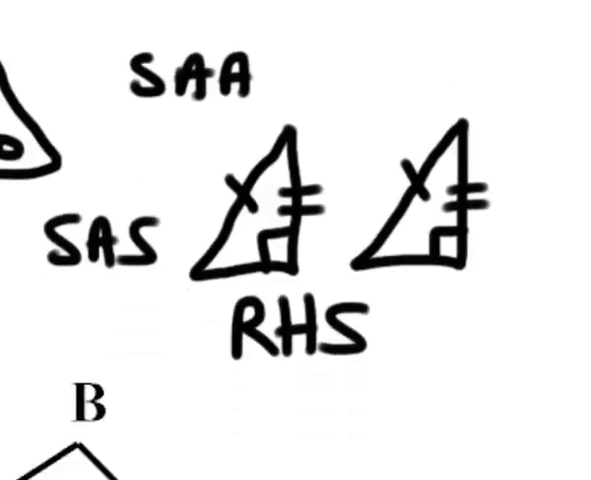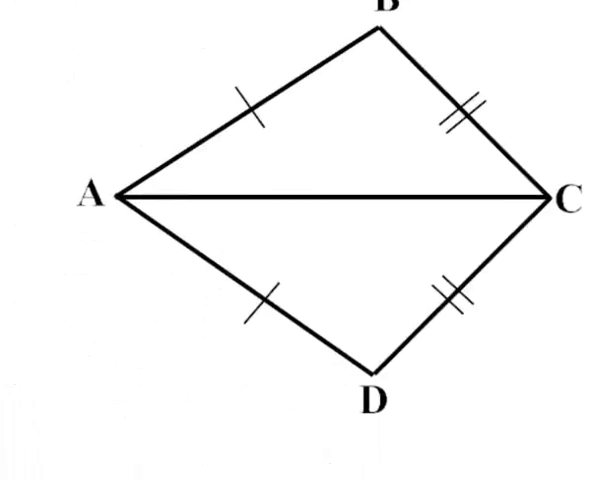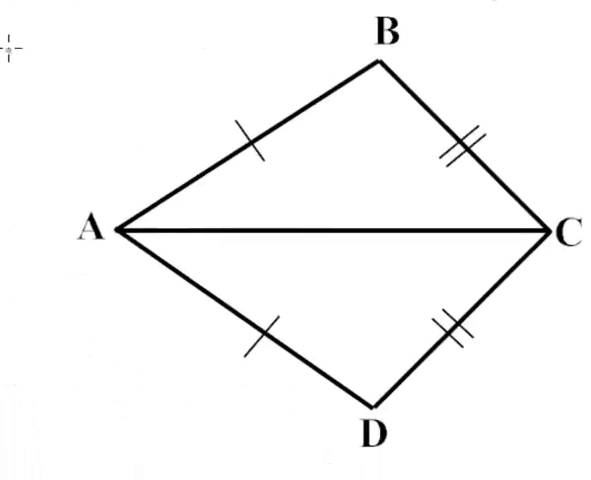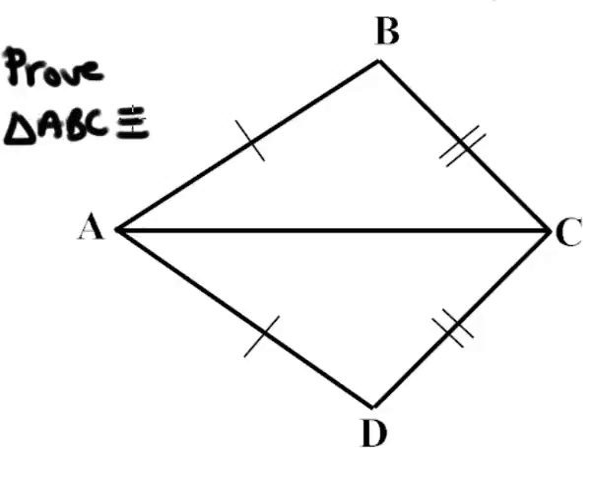Now, what I want to do is I want to give you an example. Now, have a look at this triangle here. We're going to be proving, just as an example, that triangle ABC is congruent. Look at the notation there. That triangle ABC is congruent to triangle ADC. That this top triangle ABC is congruent to ADC.